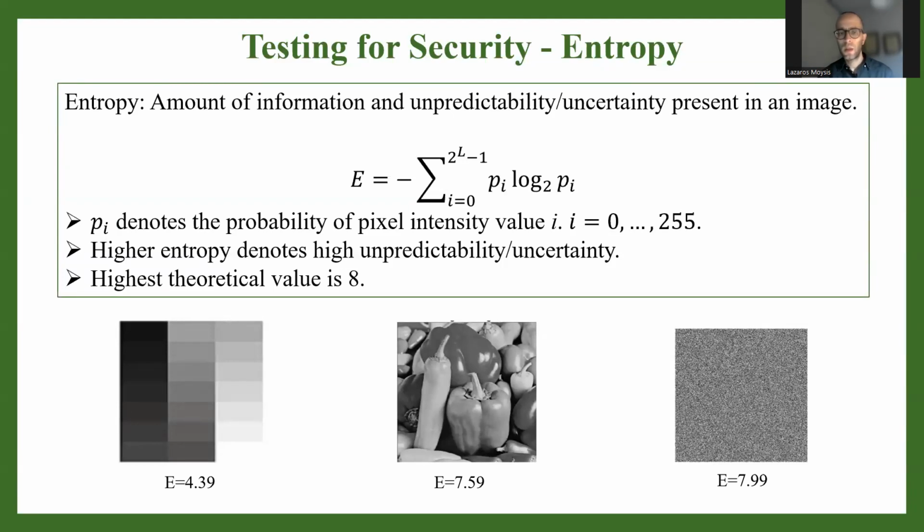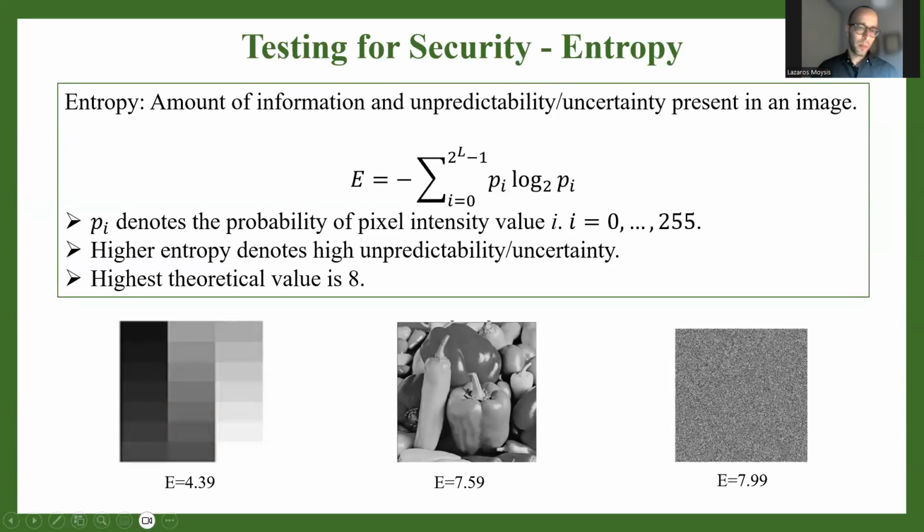So for a gray image, the highest possible entropy value is 8. Obviously an encrypted image should have the highest possible entropy. So its entropy, as you see on the bottom right here, for the encrypted image is very close to the optimal value, which is 8, while actual images that contain some sort of information have a somewhat lower entropy.